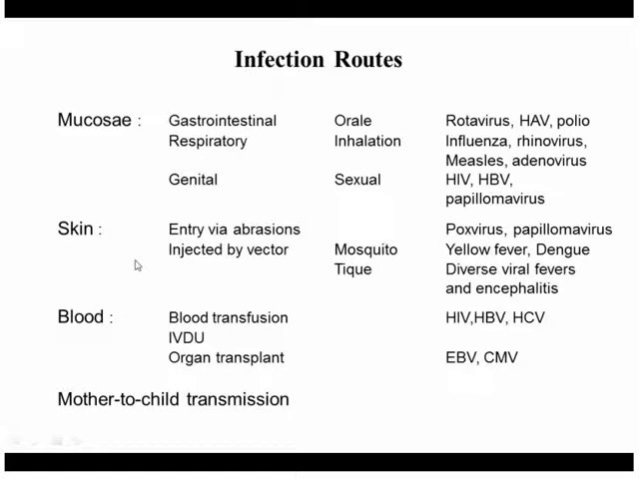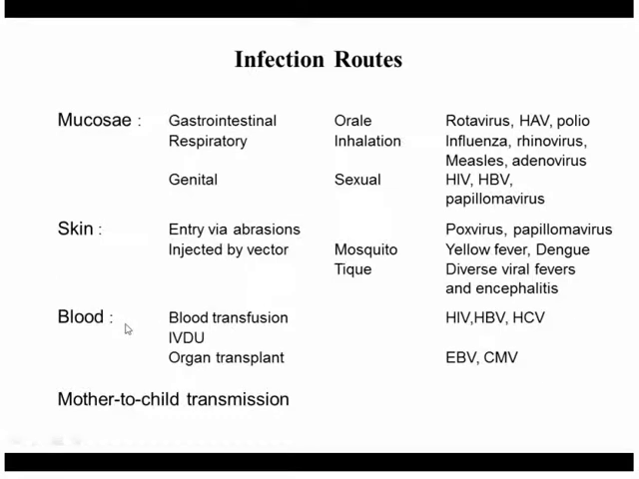However, transcutaneous infection is quite important. There are many viruses which are transmitted by insects or ticks. Yellow fever, dengue fever virus, and a whole bunch of unusual and infrequent viral fevers and encephalitides. So if you go hunting out in the forest and stuff like this, you get bitten by a tick. Sometimes you can get an unusual viral encephalitis because of that.